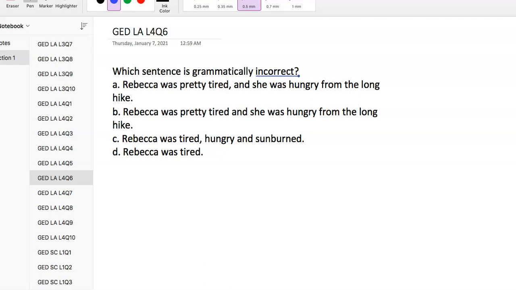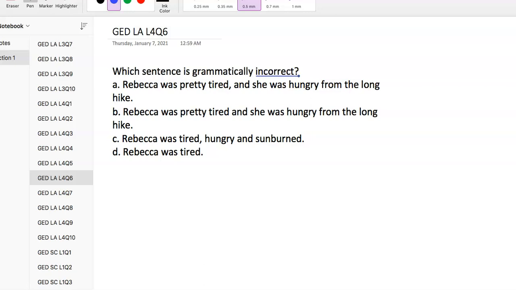So we have Rebecca was pretty tired, comma, and she was hungry from the long hike. Rebecca was pretty tired, comma, and she was hungry from the long walk. Same exact sentence, Rebecca was pretty tired and she was hungry from the long walk, but this time no comma. Rebecca was tired, hungry, and sunburned. So there we have some parallelism going. Looks pretty good. And then just Rebecca was tired. Okay, so which one of these is wrong?